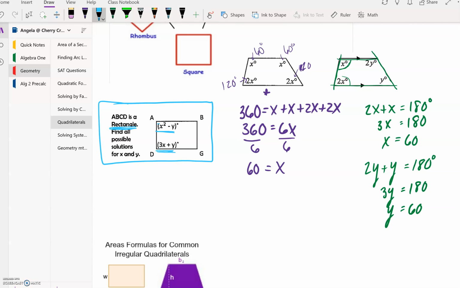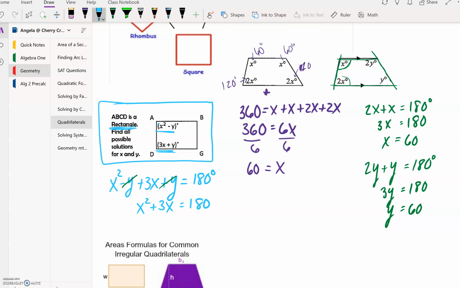Okay, so here we go. We're going to say that x squared minus y plus 3x plus y is equal to 180 degrees. One thing that you see happening here with the plus y and the minus y is those two terms are going to cancel. And so I am left with x squared plus 3x is equal to 180.